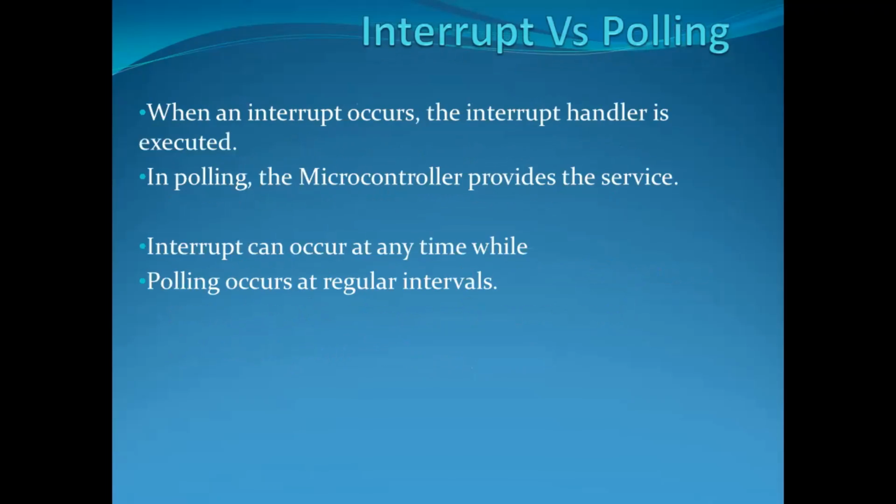When an interrupt occurs, the interrupt handler is executed. On the other hand, in polling, the microcontroller provides the service. Another difference between the interrupt and polling is that the interrupt can occur at any time, while polling can occur at a regular interval.